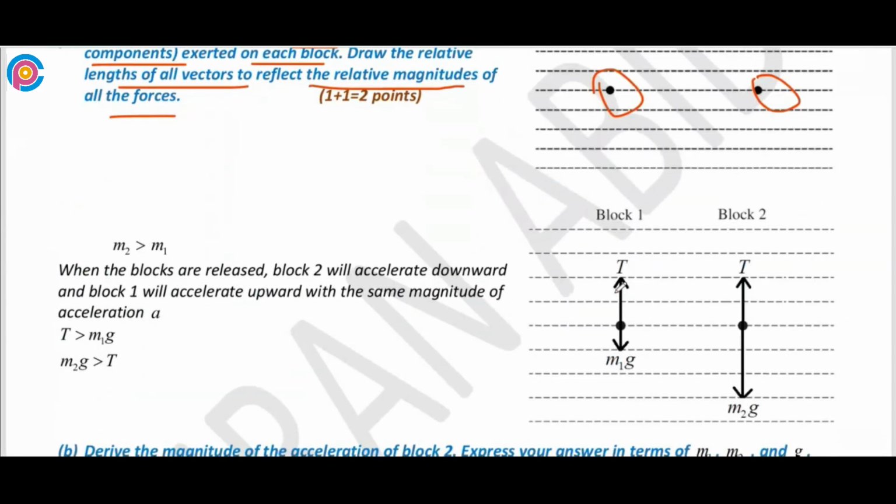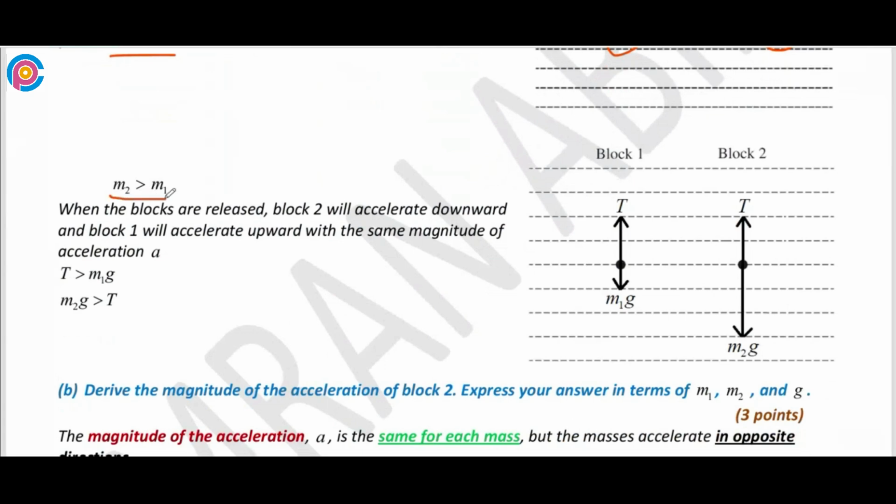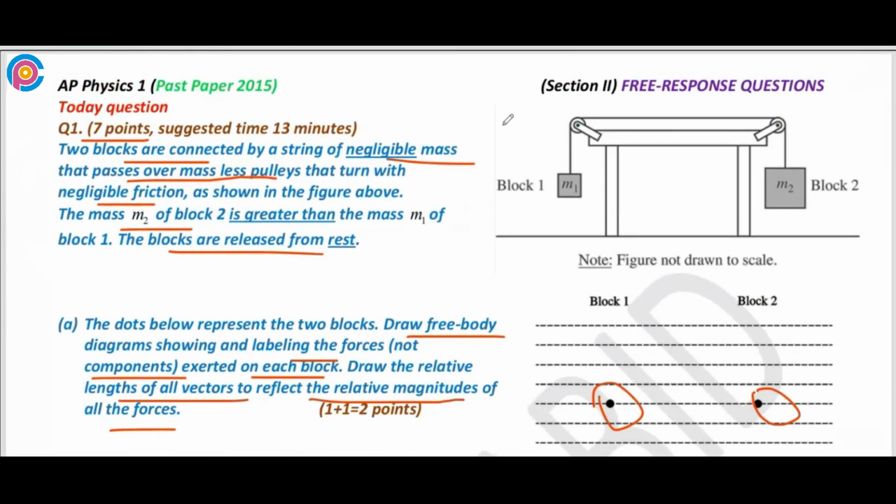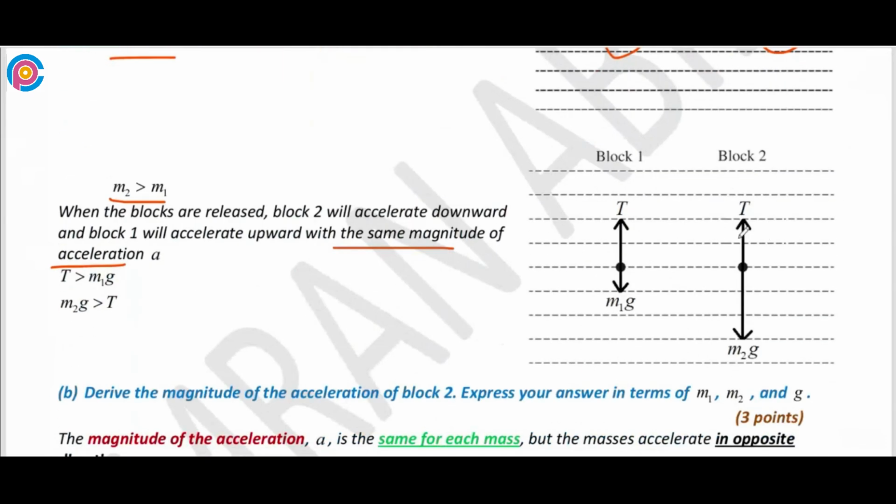magnitudes. Okay, now we consider M2 is greater than M1. The weight of M2 is greater than M1. We have the larger vector for M2G and the smaller vector for M1G. And the tension on both blocks is the same because both are moving with the same magnitude of acceleration. But block 1 is moving upward and block 2 is moving downward, so the acceleration is upward for one and downward for the other. They are in opposite directions, but the magnitude of the acceleration is the same because the tension is the same. So the tension vector has equal magnitude in both cases.